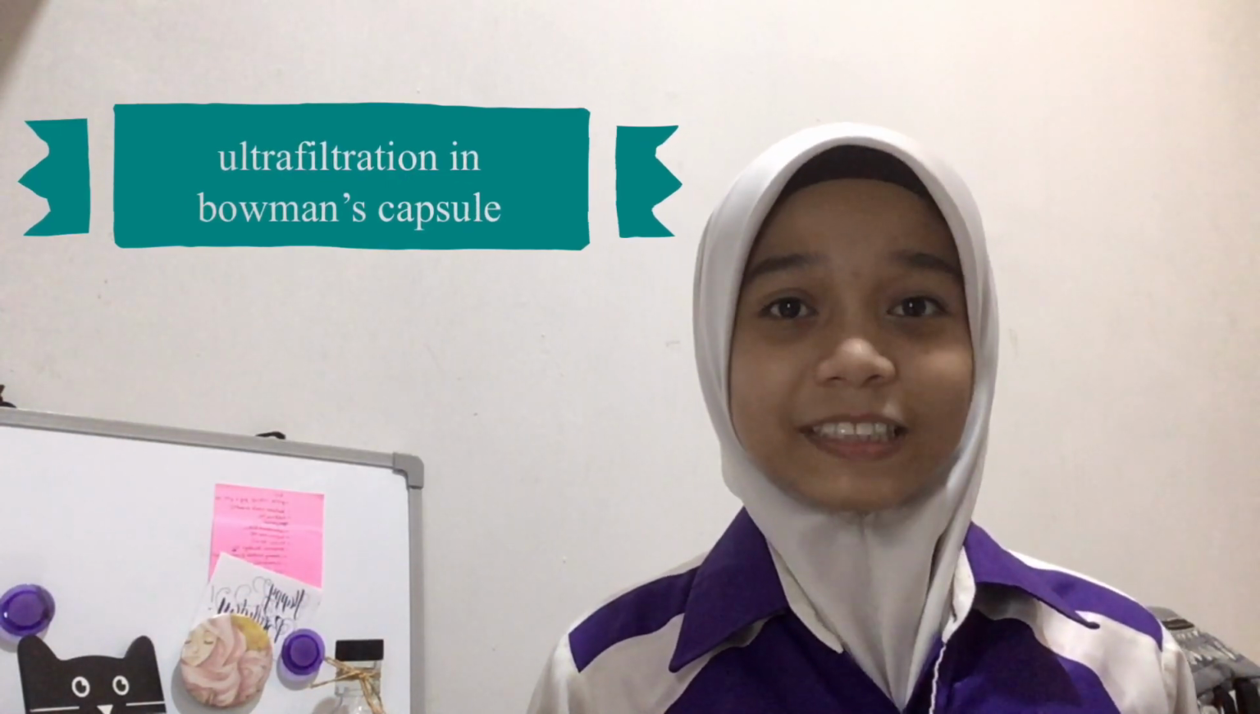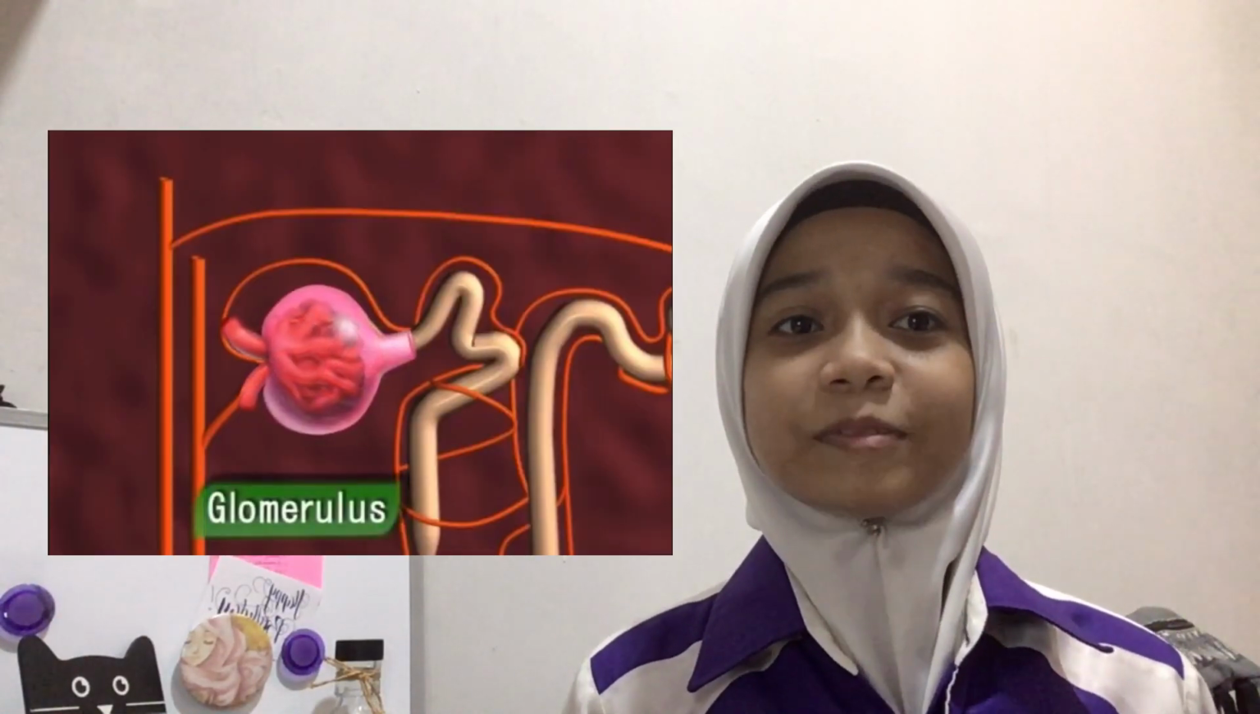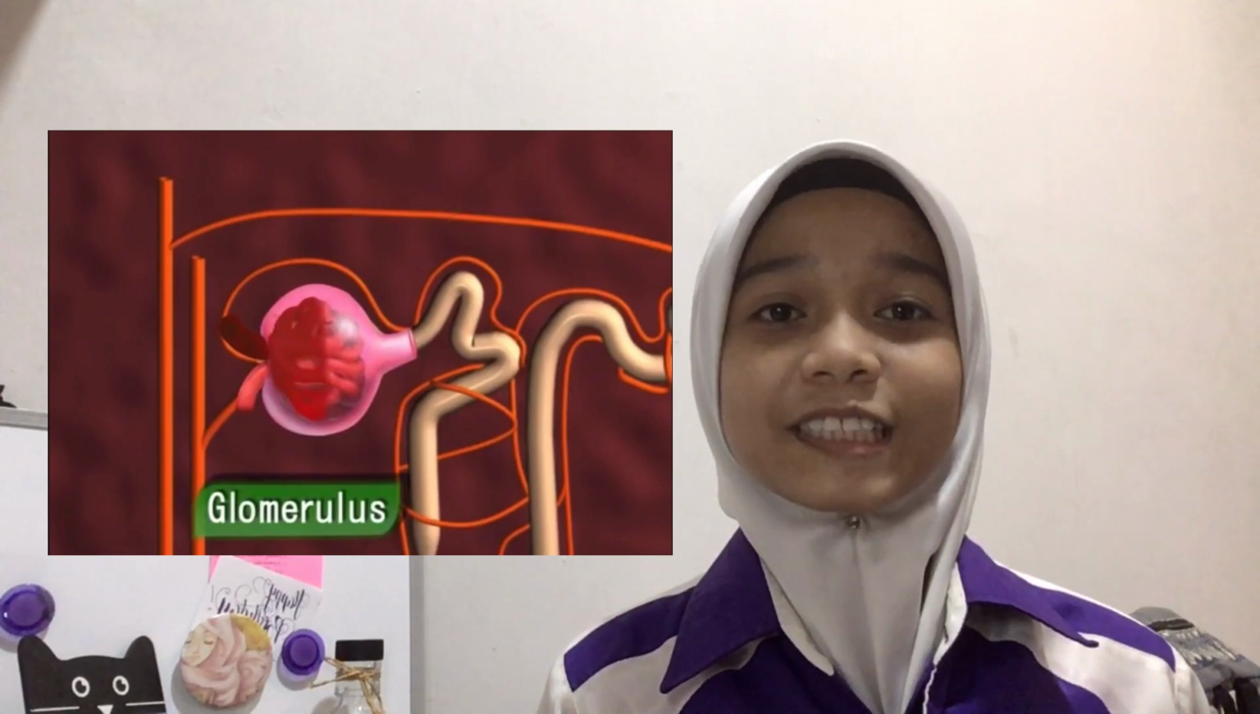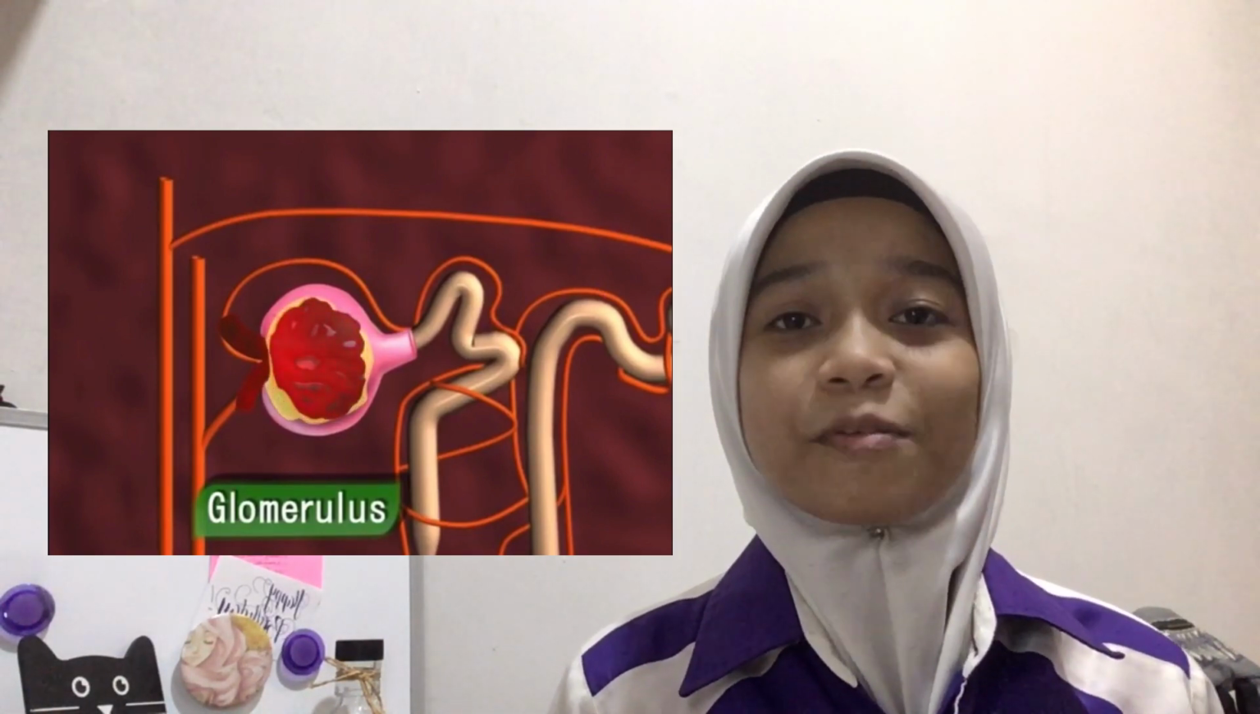The first process is ultrafiltration in Bowman's capsule. Blood entering the glomerulus is under high hydrostatic pressure, and it causes ultrafiltration to occur. The fluid seeps through the walls of the glomerulus into Bowman's capsule, and now the fluid is called glomerular filtrate. The glomerular filtrate consists of white blood cells.